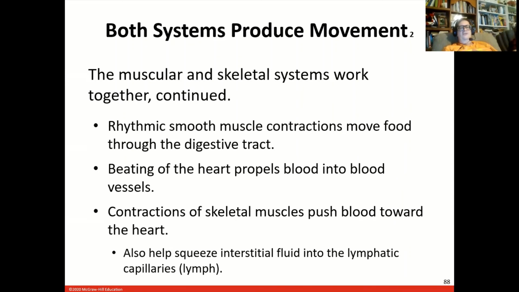If we get something partway swallowed, it's going to finish the swallowing. But anyway, muscular and skeletal systems. Rhythmic smooth muscle contractions move food through the digestive tract. That's what I was just drawing. The peristalsis in the muscle wall as the circular contractions occur. Also, when the cardiac muscle beats, you move blood around through the body.